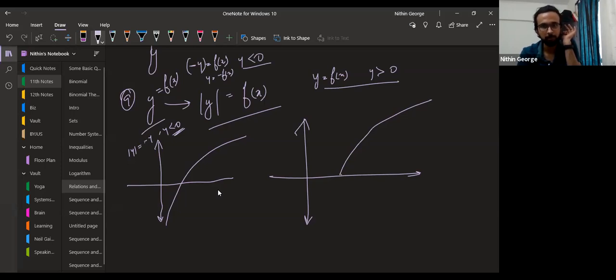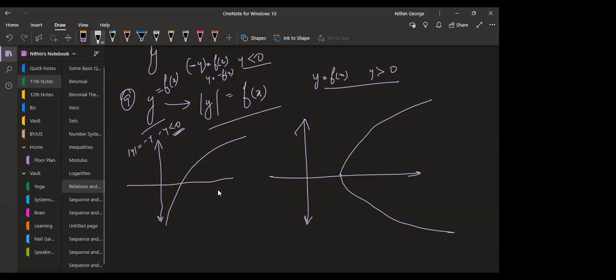Okay. So the negative of f of x here. That's the idea. This f of x when y is greater than 0, this will be the negative of that. Got it? Is this what he meant? Yes, sir. Same thing. Then it's correct.